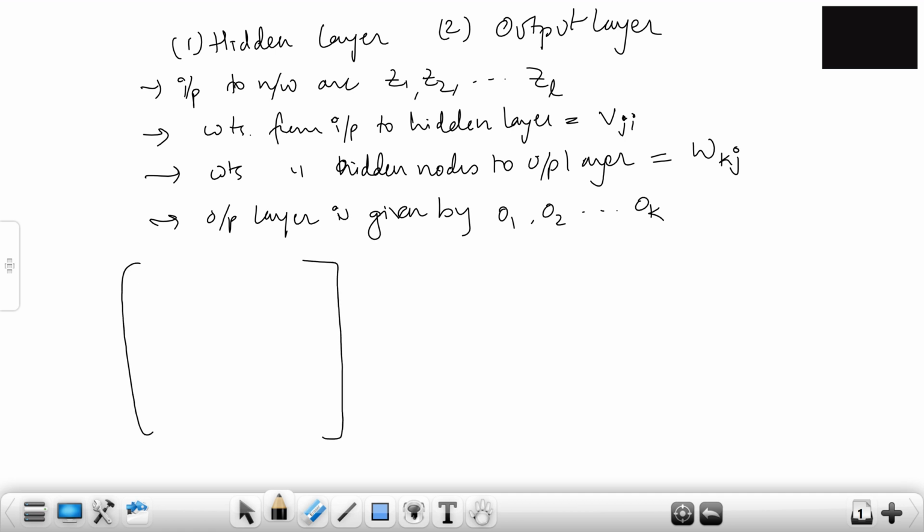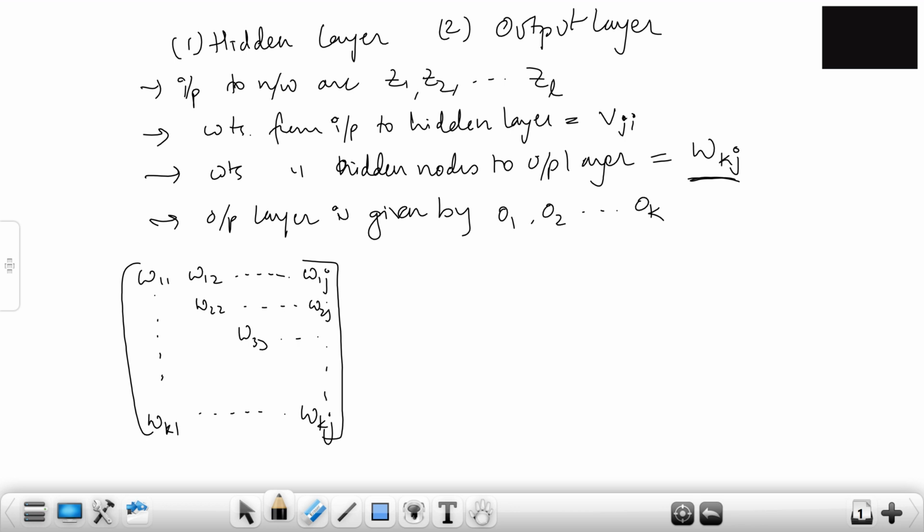Please note this is very important. So W11, W12 and so on till W1J, because W is WKJ, look at this. Then, as you come down over here, this will be WK1, then this goes on to WKJ. This is the weight matrix. W22, then here W33 and so on, W2J, etc.